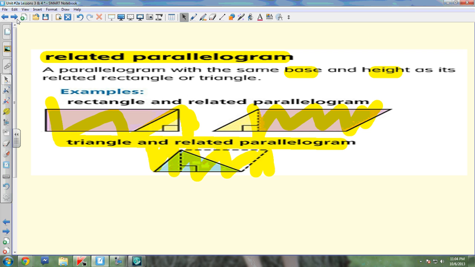Alright, so what you've made there is a related parallelogram, a parallelogram with the same base and height as a related rectangle or triangle. So related rectangle and related parallelogram. So here's your rectangle, and then its related parallelogram, same area. And then you have your triangle. If you make that parallel line on the opposite side here, it is related to a parallelogram. That's all I'm trying to get you to understand there.